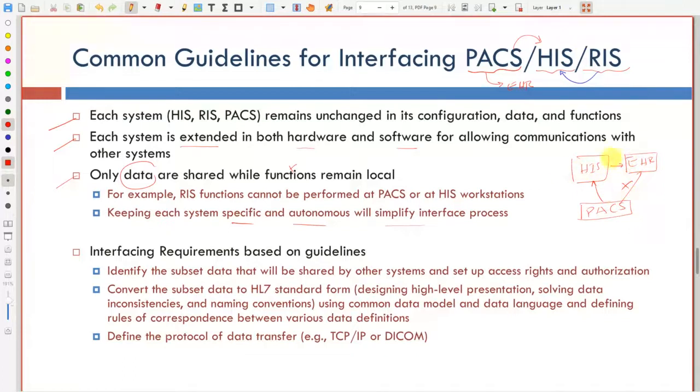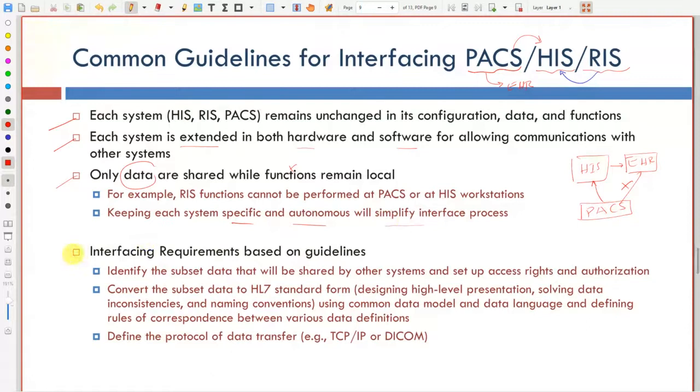Okay, so keeping each one of them specific and autonomous will simplify the interface process. And this is very important. You share only the data, so the interface would include data exchange. Data includes, for example, reports, and would include the patient information based on requests. You request the data and you receive the data. You don't really get the data yourself from the database. So this is really important.